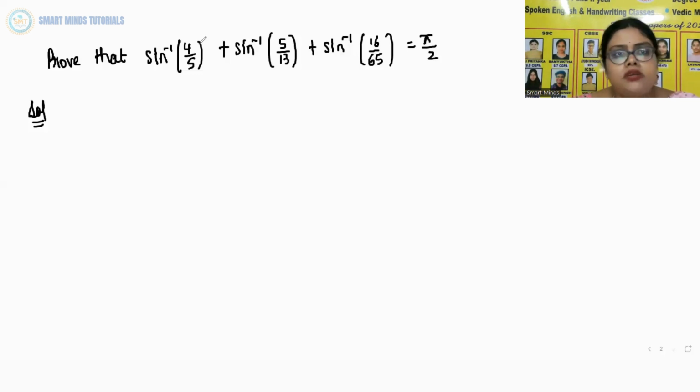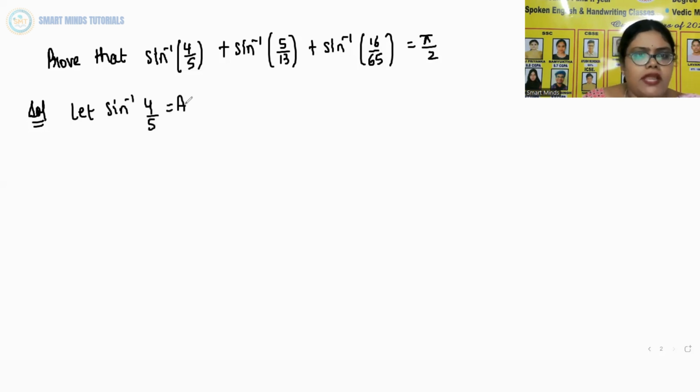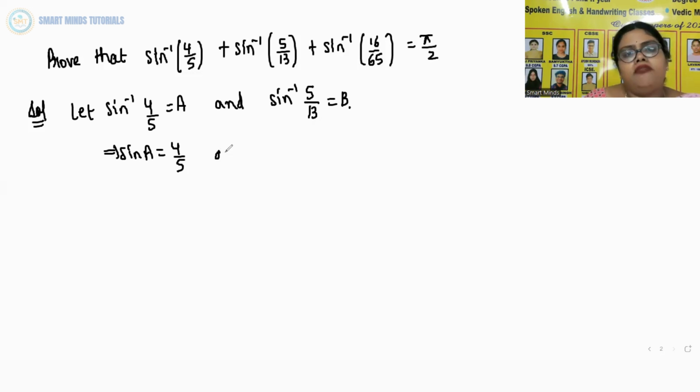Now take the next question. Prove that sine inverse 4 by 5 plus sine inverse 5 by 13 plus sine inverse 16 by 65 equals pi by 2. Now let us take the first term as A. So sine inverse 4 by 5 we are taking as A, and the second term we are taking as B. Sine inverse 5 by 13 is B. So if we take sine inverse to the other side, we will get sine A is equal to 4 by 5, and sine B is equal to 5 by 13.